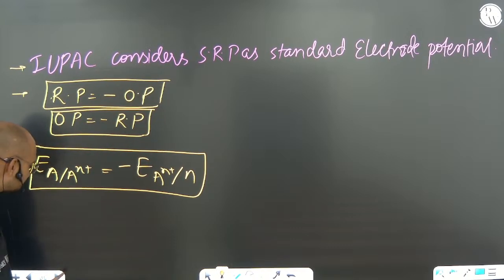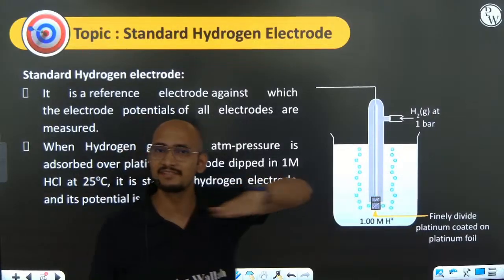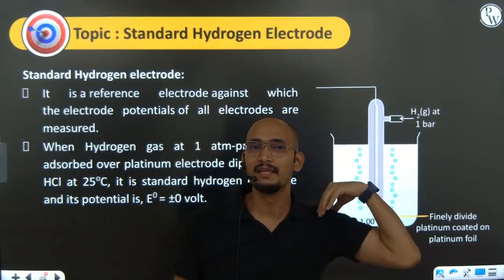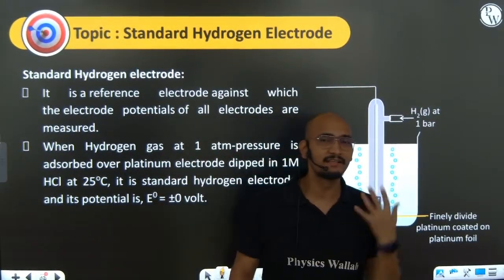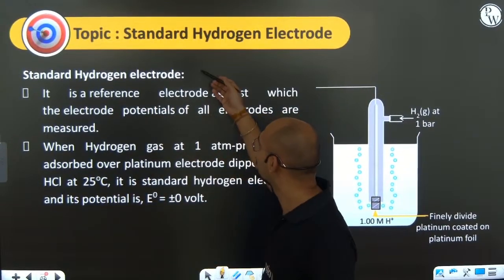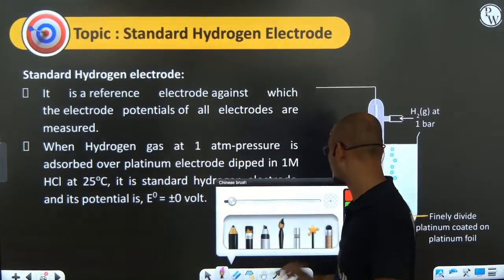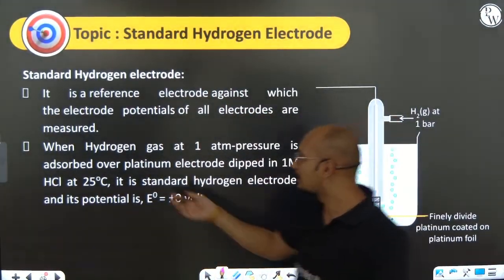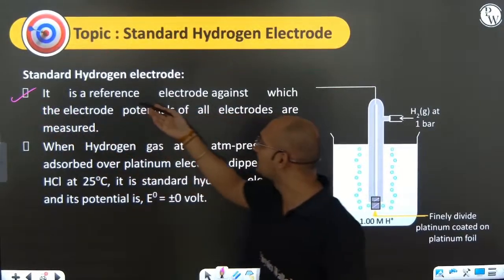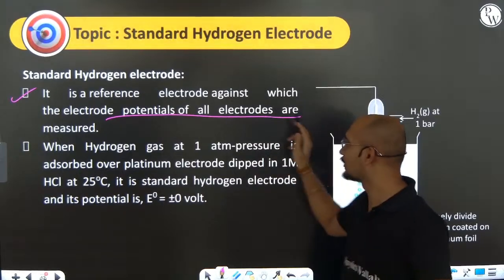Not a big deal. How do we find this OP and RP? With the help of something that is standardized, that we have considered as the reference. There are a few reference electrodes which we use. One of them is very important, that is the standard hydrogen electrode, SHE. What is the standard hydrogen electrode? It is the primary reference electrode, against which the electrode potential of all the electrodes are measured.